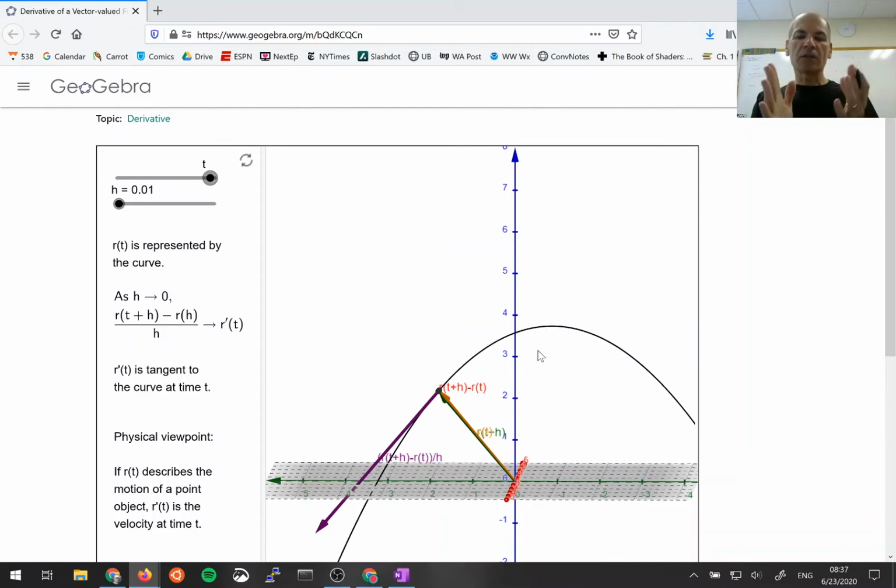So the difference of vectors is giving me a displacement vector from one tip to the other, and as h goes to 0, that displacement vector turns conveniently into the tangent vector.